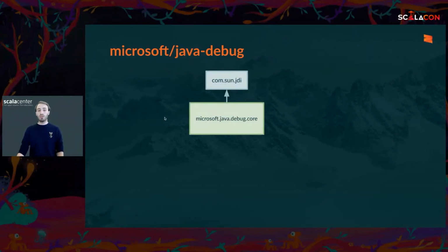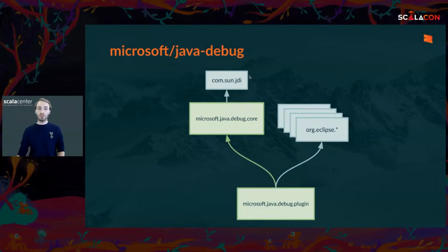Most of the implementation is in a single module called debug core, and that module has a single dependency, which is JDI. So that's something we can reuse. The rest of the implementation of the Java debug server is in a module called the plugin. The goal of this module is to bridge between the build tool, so the Java build tool, in that case Maven or Gradle, and the debugging itself. And they implemented it using the Eclipse libraries.